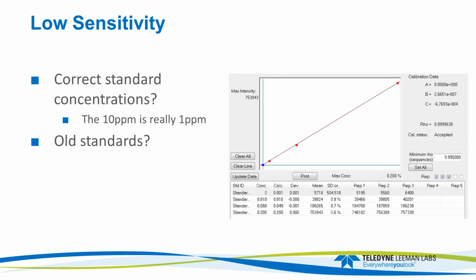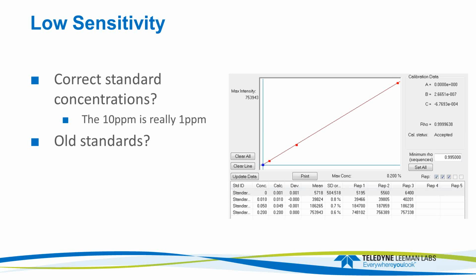Okay. Low sensitivity: do you have the right standards in there? I mean, the 10 ppm, is it really one? I've grabbed the 1,000 ppm standard when I really thought I was grabbing the 10,000, and everything is off by a factor of 10.